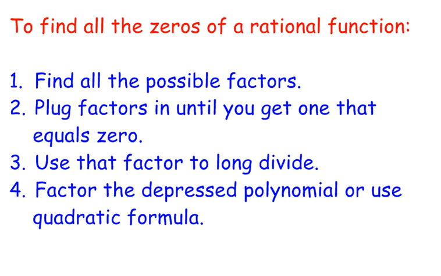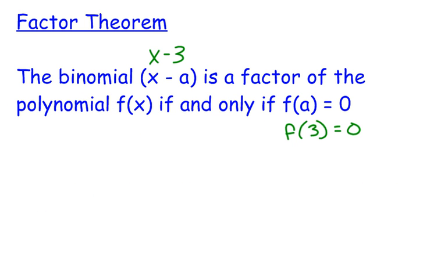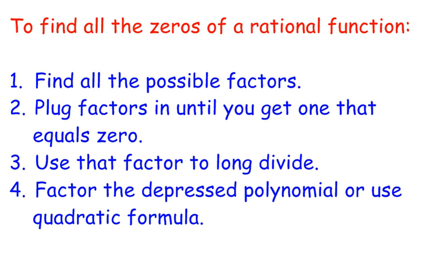First, we're going to list all the possible factors, which we learned how to do in our last lesson, where we listed the factors of the first term and the constant, and then we did p divided by q. Then we're going to plug those factors in until we get one that equals 0, which is our factor theorem, which we've done before, you might not remember. And then we're going to use that factor to long divide, so we did long division a couple videos ago. And then we'll factor what's called the depressed polynomial or use the quadratic formula. That might be a term you're not familiar with, so when we get to that I'll explain what that means. I think it'll make more sense when I actually can show it to you.